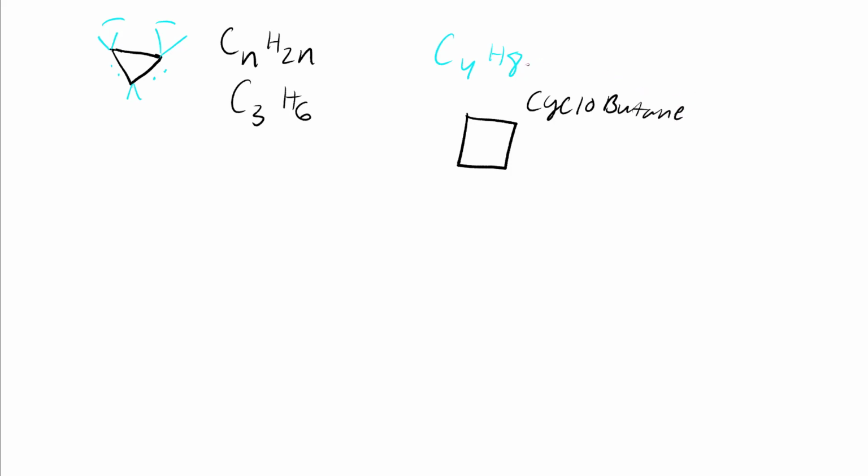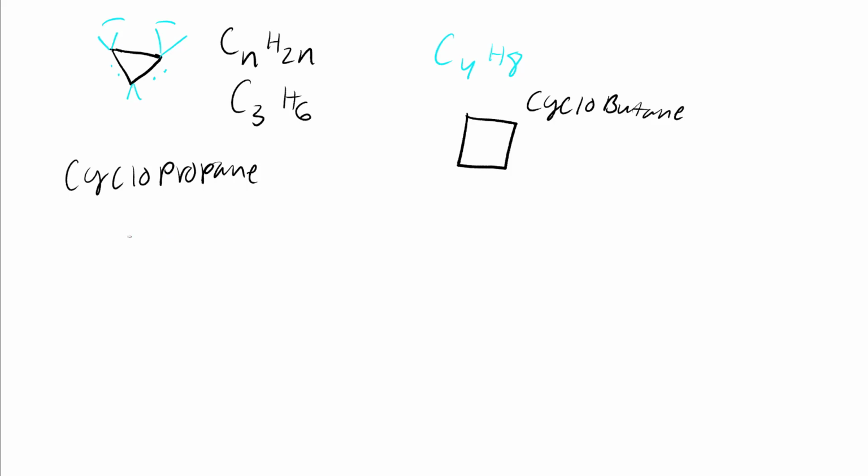Whenever you have CnH2n, you're going to have your cyclo, and then the parent name. These are 4 carbons, so that's a butane, but it's in a cycle. So you say cyclobutane. For the 3-carbon ring, we're going to say cyclo, 3 carbons, that's propane. So cyclopropane.